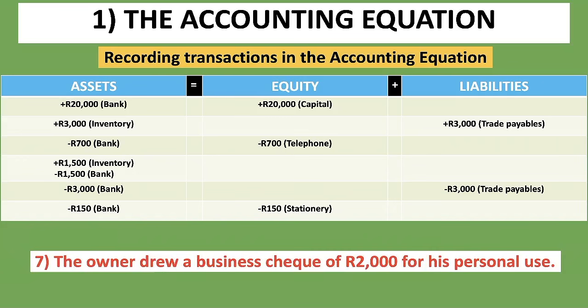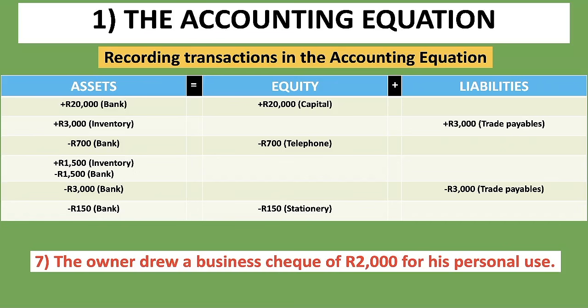Number 7 says the owner drew a business check of 2,000 Rand for his personal use. What are the two accounts involved here? Well, you can see here the owner drew a business check. So a check is involved here. That means bank is involved. So it's going to be a negative for the bank because money is coming out of the business because the owner drew this check. And why was he drawing this check? What was it for? Well, it says for his personal use.